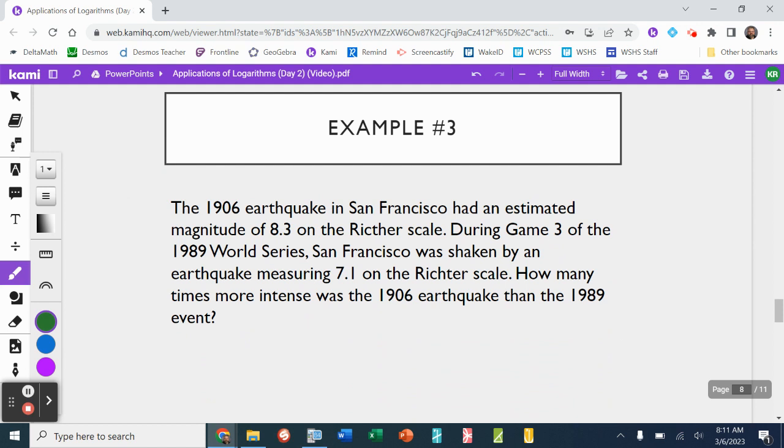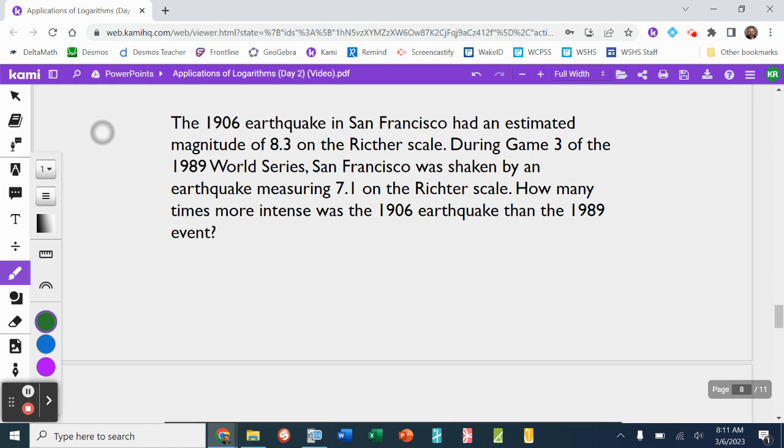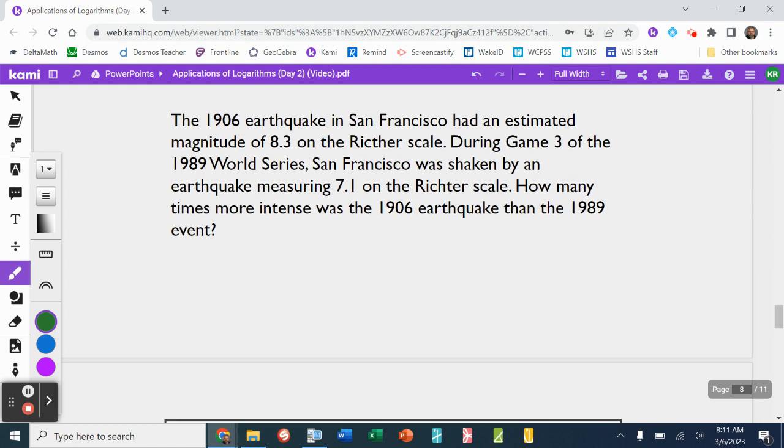The 1906 earthquake in San Francisco had an estimated magnitude of 8.3 on the Richter scale. During Game 3 of the 1989 World Series, San Francisco was shaken by an earthquake measuring 7.1 on the Richter scale. How many times more intense was the 1906 earthquake than the 1989 event? They're both fairly large on the Richter scale.